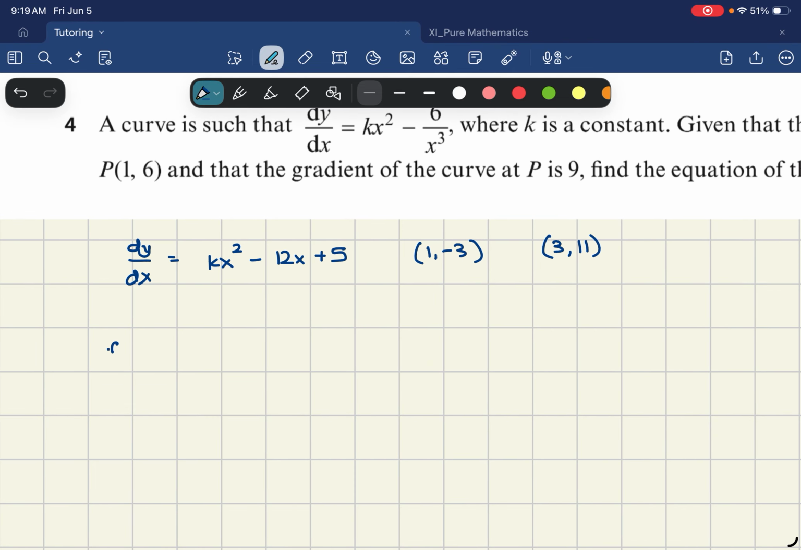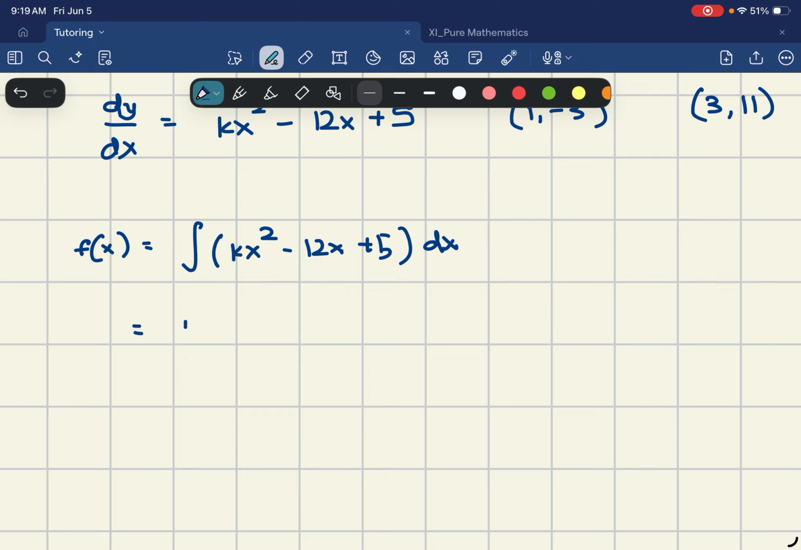All right. So f of x is just going to be the integral of kx squared minus 12x plus 5 with respect to dx. So if I integrate this, you're going to have this integral.